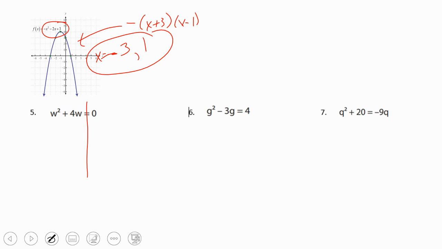Okay, so this one, I notice it's a binomial. It is set equal to 0, so I don't factor with guess and check. All I can do is GCF. The GCF is just W. So I have W equals 0. It's already solved. W plus 4 equals 0. I can solve that.